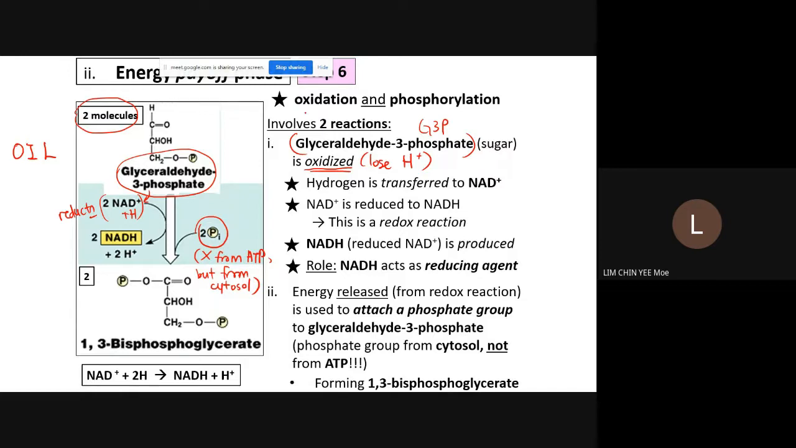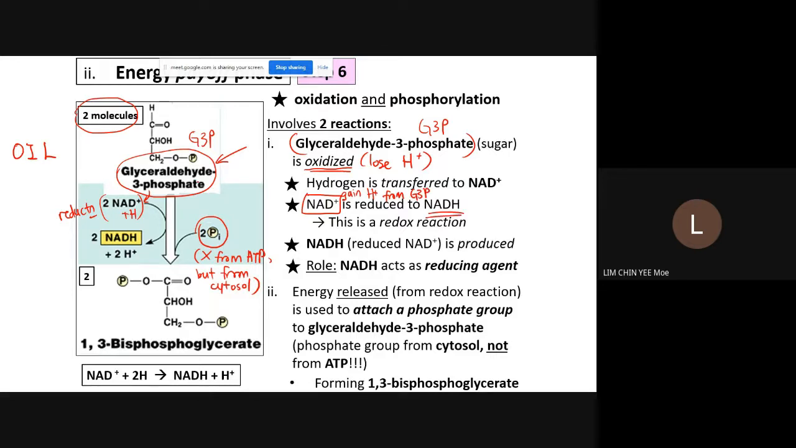That's why student dah misunderstood. Ada je student ingat, oh, oxidation ini refer to the NAD plus. No, oxidation is refer to G3P. G3P ini yang akan oxidize. G3P ini yang akan hilang hydrogen. Hilang hydrogen. So, mesti siapa-siapa kena ambil hydrogen tu. That's the NAD+. So, the NAD+ will gain the hydrogen from the G3P. And that's how it become NADH.